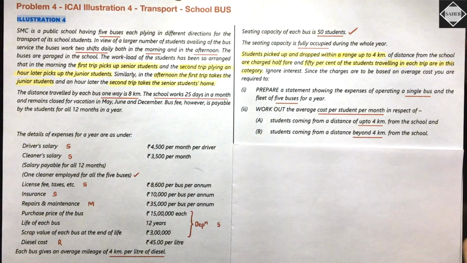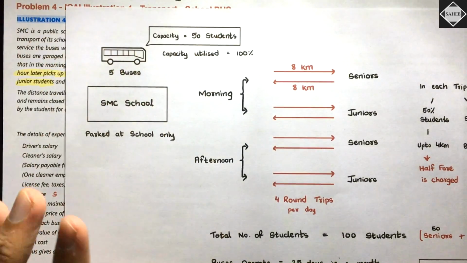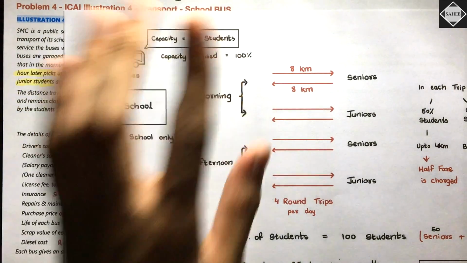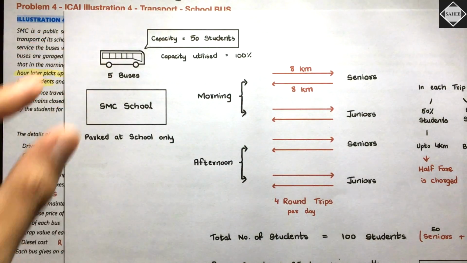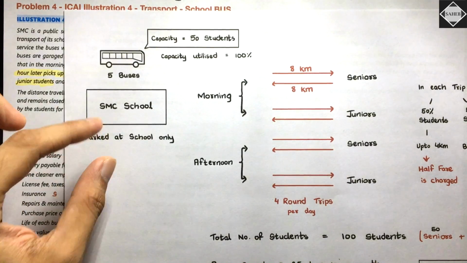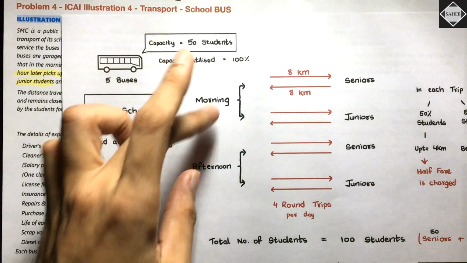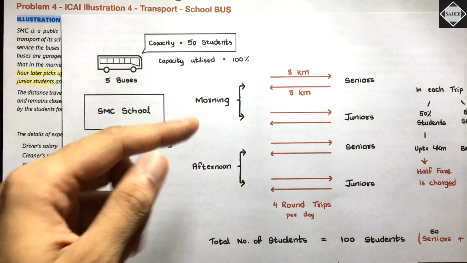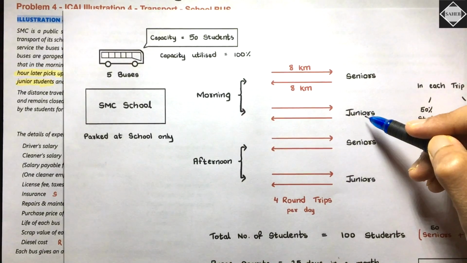Now let's see the diagram of this question. See, let me show you the diagram of this question. We have 5 buses. Capacity is 50 students. They told us capacity utilized is 100%. SMC school we have. They told us the buses are parked at school only, garaged at school only. So at night the buses will remain over here only, right? And then morning, afternoon, 2 timings are there. Yeah, in each of these timings, what do we have? 2 shifts, one for seniors, one for juniors, right?